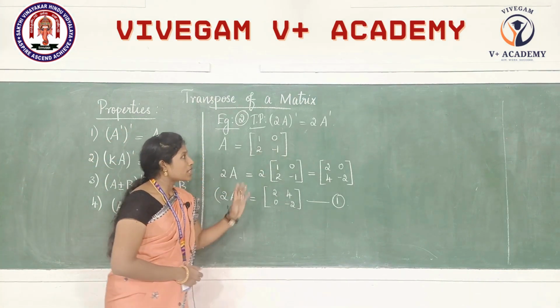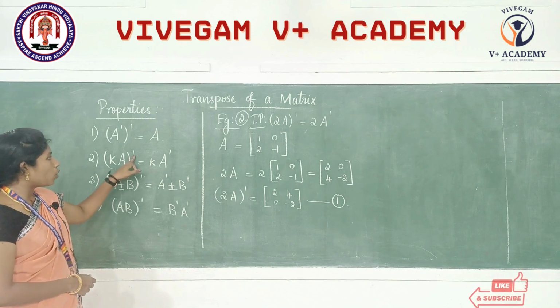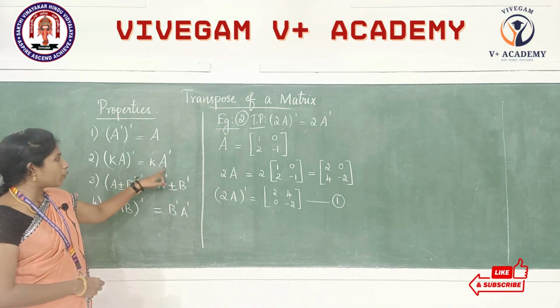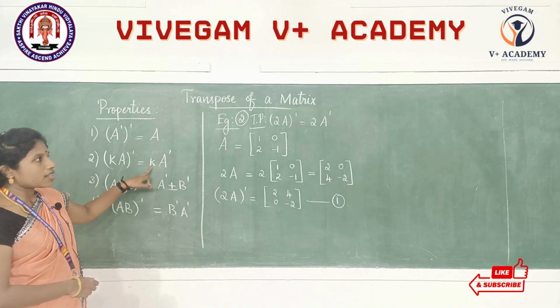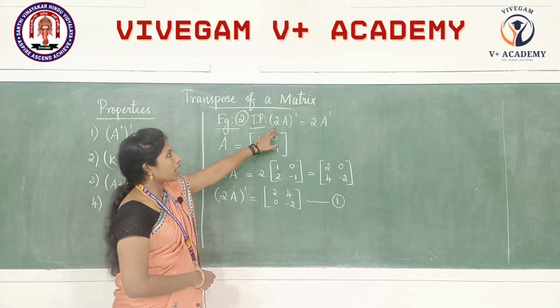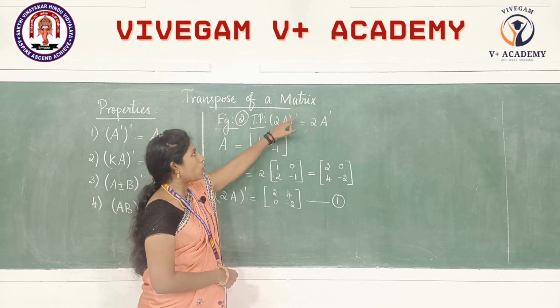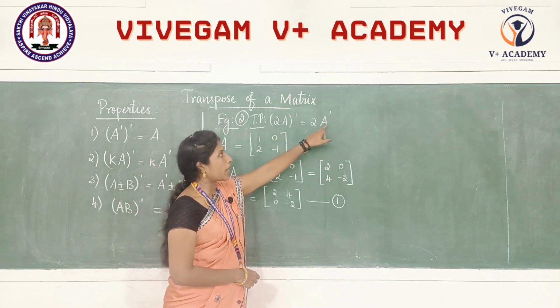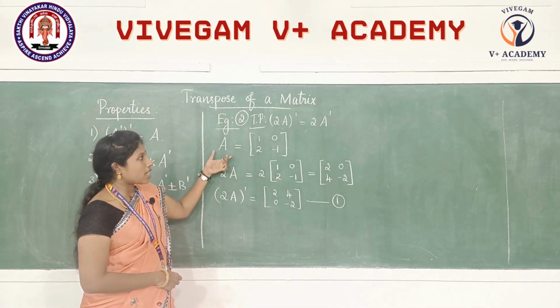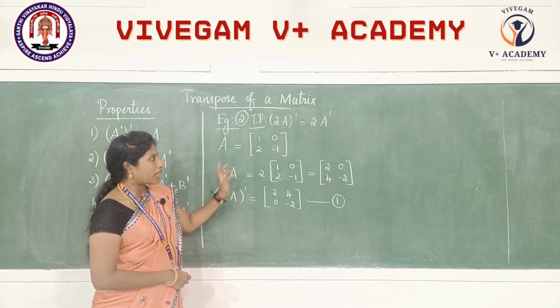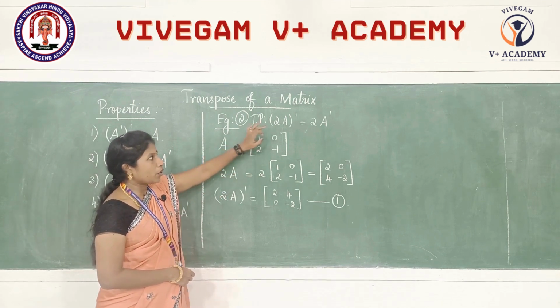Next we are going to prove the second property: kA the whole transpose is equal to k into A transpose. As I said, k is any constant. Here I have taken the constant as 2. So we are going to prove the property: (2A) the whole transpose is equal to 2 into A transpose. Consider the matrix A as 1, 0, 2, minus 1. Now the left hand side we are going to find.